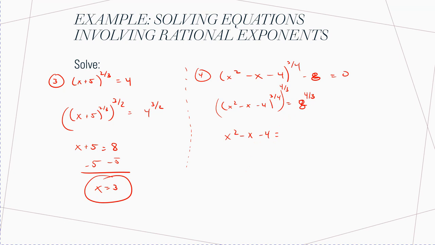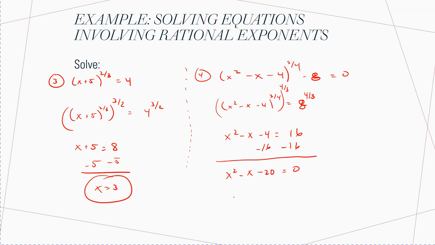All right, well, now just be careful. What is the third root of 8? Third root of 8 is 2. 2 to the 4th power gets me 16. Now subtract 16 from both sides, because you see it's a simple polynomial equation. You get x squared minus x minus 20 is equal to 0.